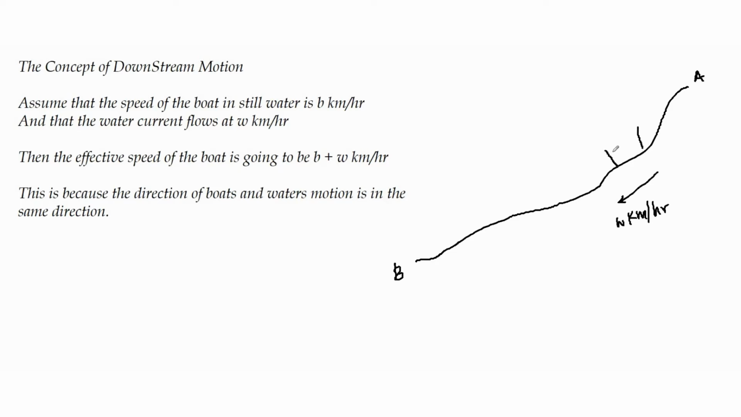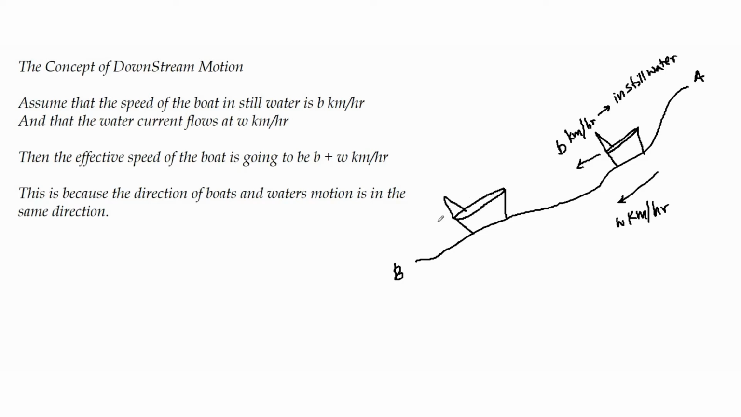Now suppose the boat is rowing downwards, right? Suppose the boat is rowing downwards, and in still water the boat is rowing at b kilometers per hour. But now you will notice that the motion of the boat is downwards. The motion of the water is also downwards. So the effective motion of the boat and water is going to be downwards, and it will add up to b plus w, right?